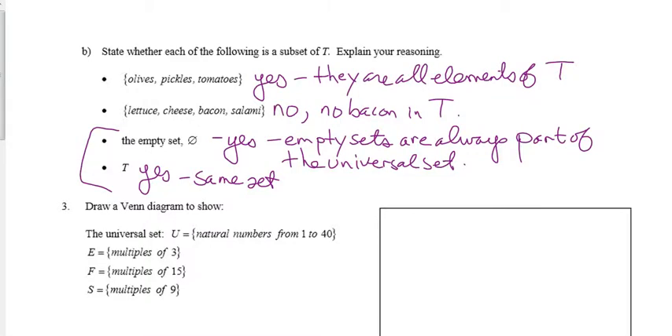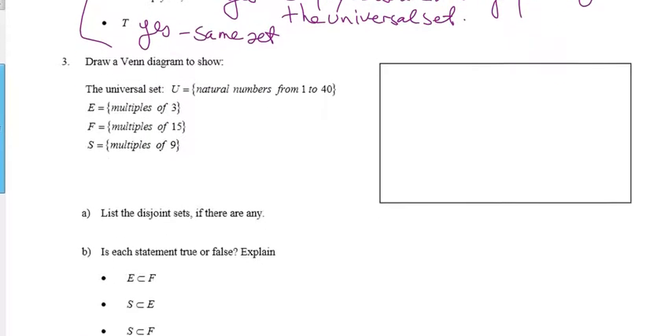Okay, draw a Venn diagram where the universal set is natural numbers from 1 to 40. We don't need to list those, right? 1, 2, 3, 4, 5, up to 40. But let's list E, F, and S. So what's E? Multiples of 3. So 3, 6, 9, 12, 15, 18, 21, 24, 27, 30, 33, 36, 39.